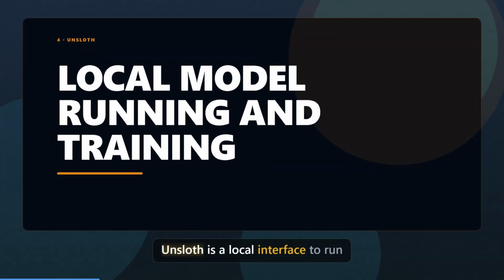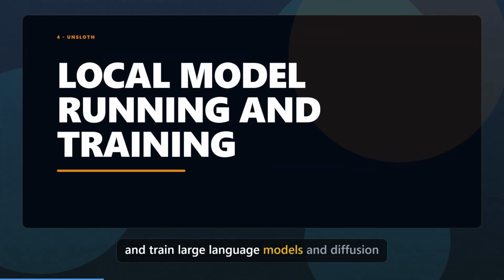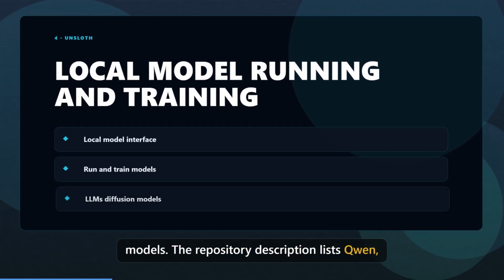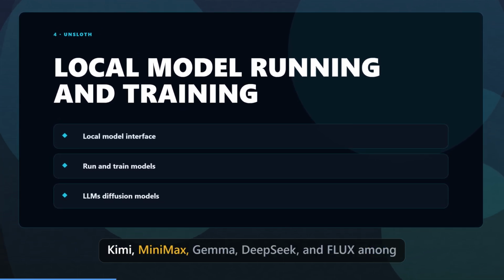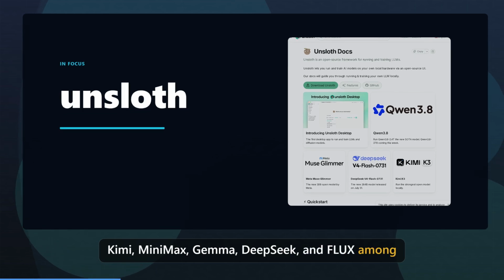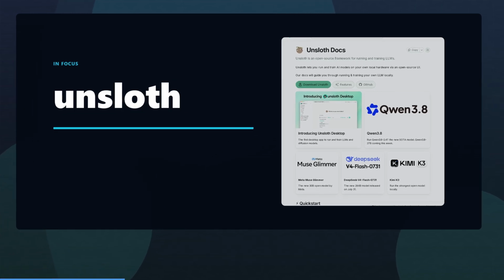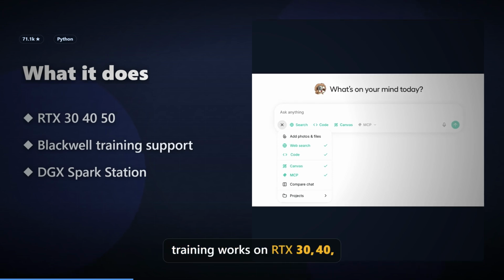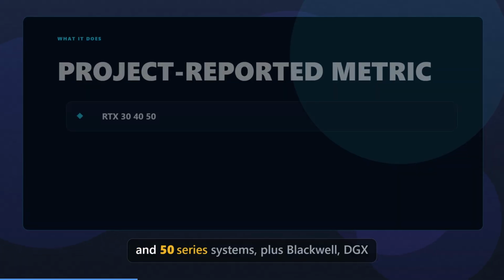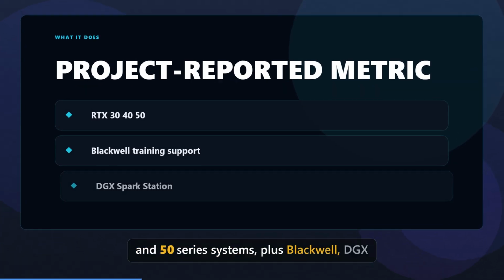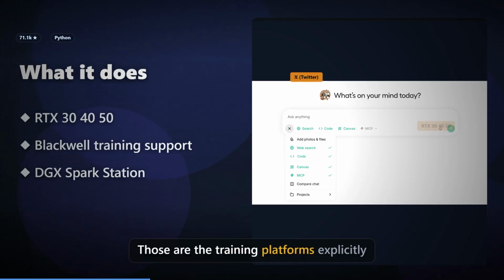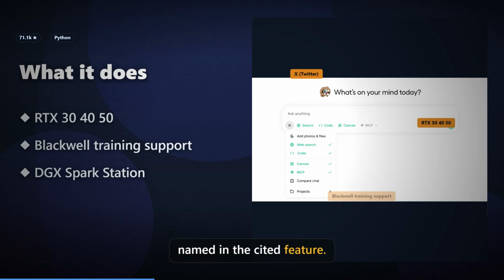Unsloth is a local interface to run and train large language models and diffusion models. The repository description lists Qwen, Kimi, Minimax, Gemma, DeepSeek, and Flux among the supported model families. For NVIDIA hardware, the repository says training works on RTX 30, 40, and 50 series systems, plus Blackwell, DGX Spark, and Station. Those are the training platforms explicitly named in the cited feature.